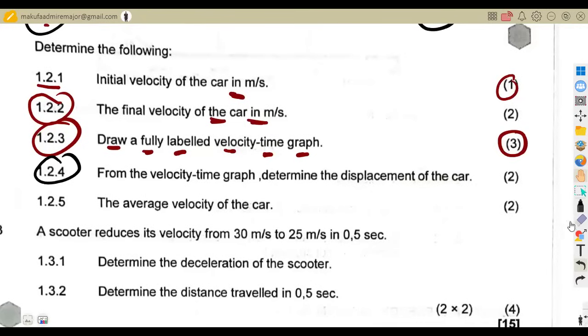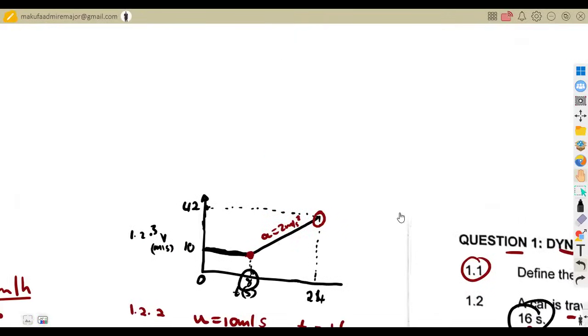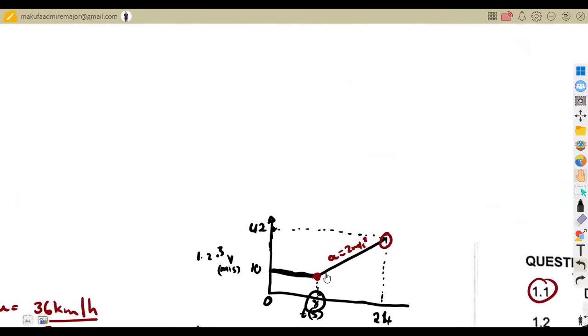Determine the displacement of the car. From the same diagram, we need the displacement. All right, so that's 1.24. So the displacement, if we are working from the diagram here, we are simply taking the area under the graph, this portion under the graph where the object is moving on this path.